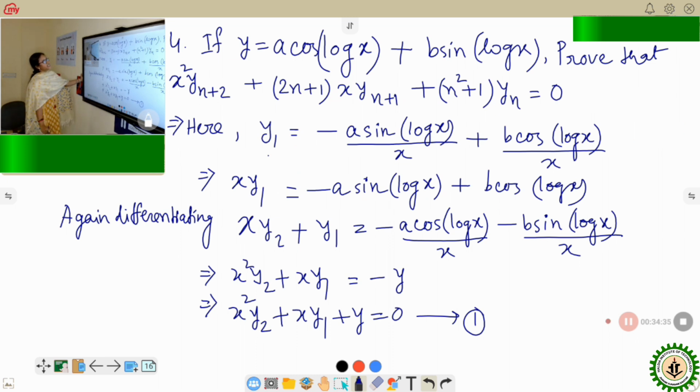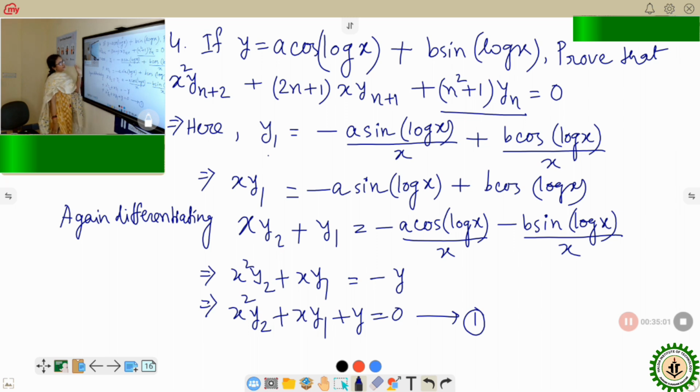Next, we have to take another type of problem to apply the Leibniz theorem. Here the problem is, if y equals a cos log x plus b sin log x, prove that x square y(n+2) plus (2n+1) x y(n+1) plus (n square plus 1) yn equals 0. This is our problem.